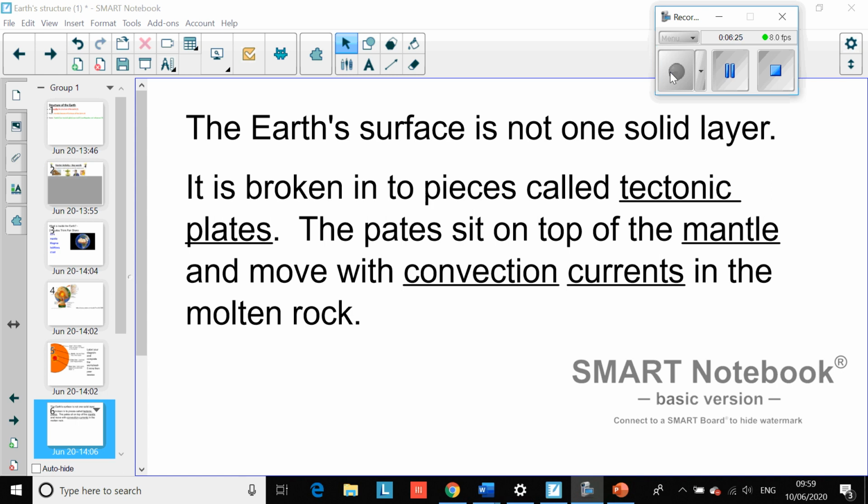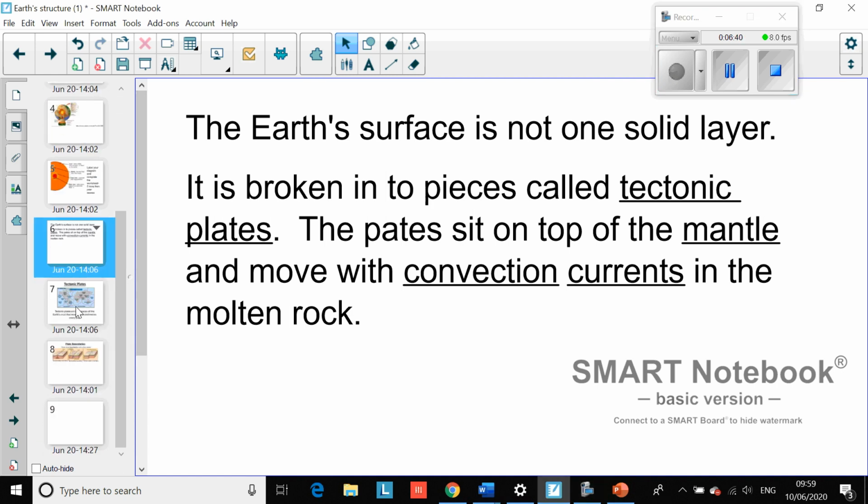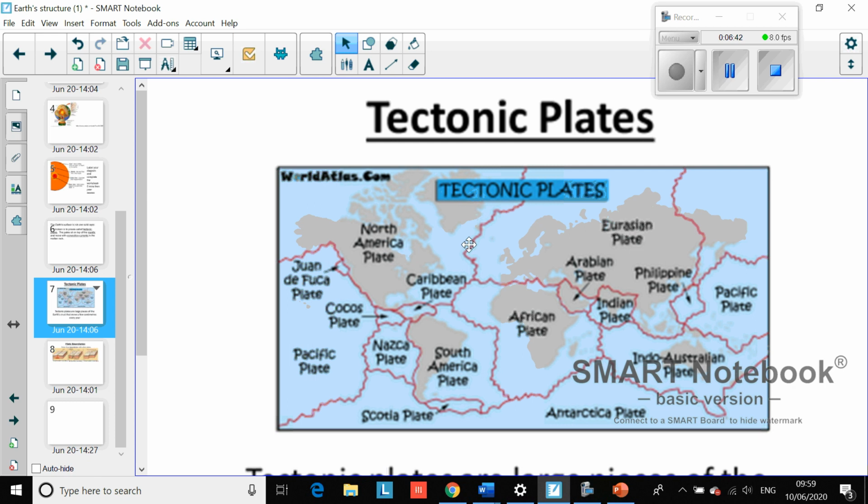Okay, welcome back. So, as I said before, the Earth's surface is not one solid layer. It's broken into pieces called tectonic plates, and the plates sit on top of the mantle and move with convection currents in the molten rock. Now, because these plates move, something rather strange happens. So here's a map. This shows where all the plates are, and as you can see, they're like broken pieces of rock floating on top.